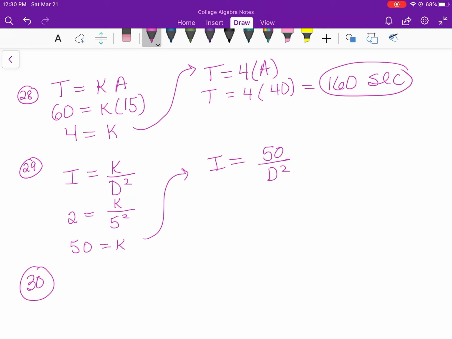This time you want to find the intensity when you are 15 feet away. So that's 50 over 225. And 50 over 225 is 2 over 9 foot candles.